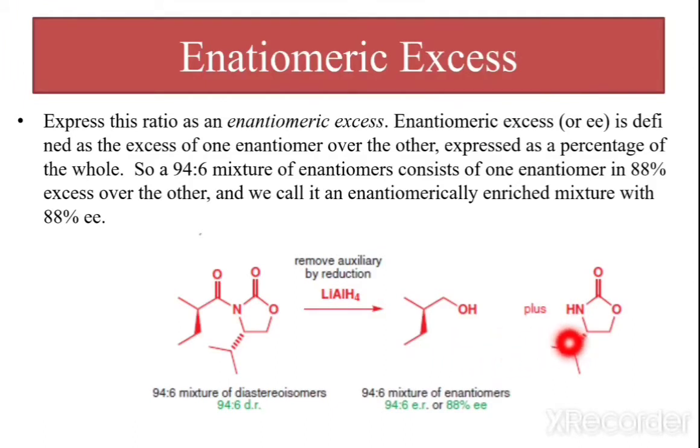We get the 94:6 mixture of enantiomers, and here the enantiomeric excess is 88%, and we know the formula to calculate the enantiomeric excess. The enantiomeric excess is calculated by using a simple formula: EE equals cis minus trans divided by cis plus trans, times 100. Okay, this is about the enantiomeric excess.